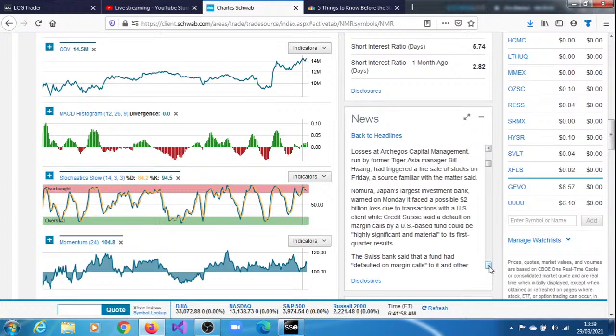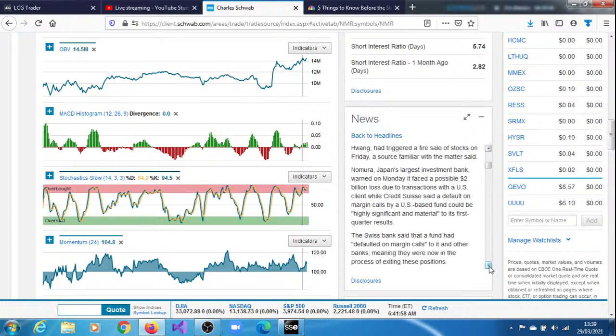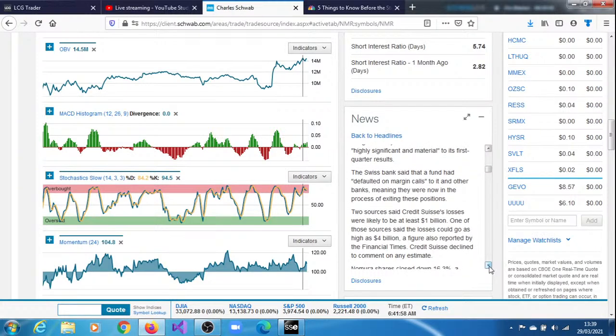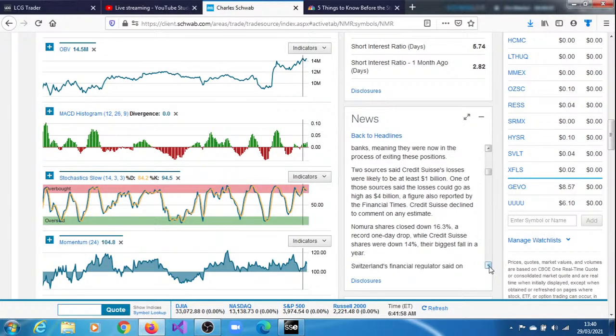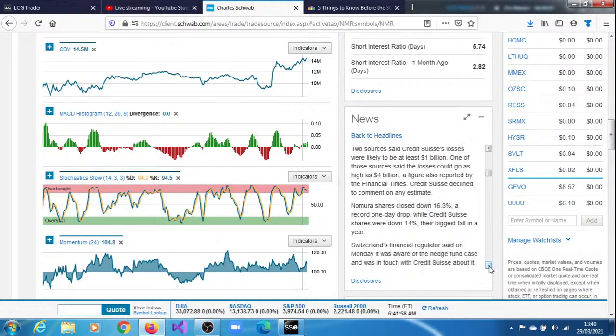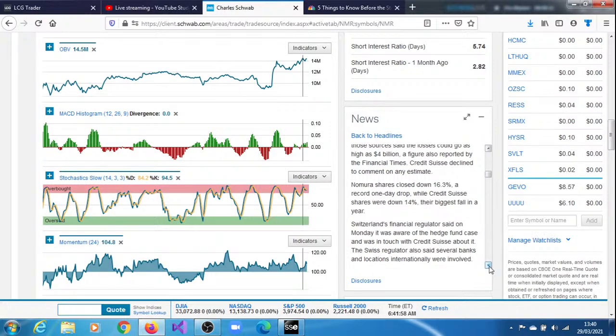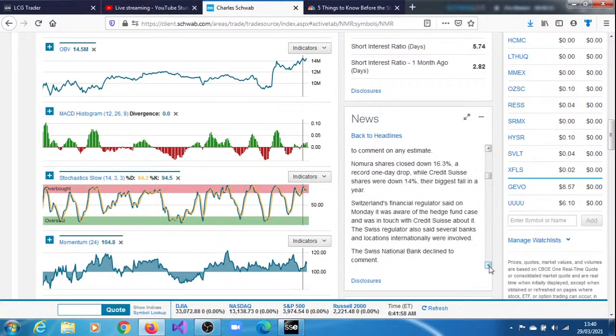a default on margin calls by a US-based fund could be highly significant and material to its first quarter results. The Swiss bank said that the fund had defaulted on margin calls to it and other banks, meaning they were now in the process of exiting these positions. Two sources said Credit Suisse's losses were likely to be at $1 billion. One of those sources said the losses could go as high as $4 billion, a figure also reported by the Financial Times. Credit Suisse declined to comment on an estimate. Nomura shares closed down 16.3%, a record one-day drop.